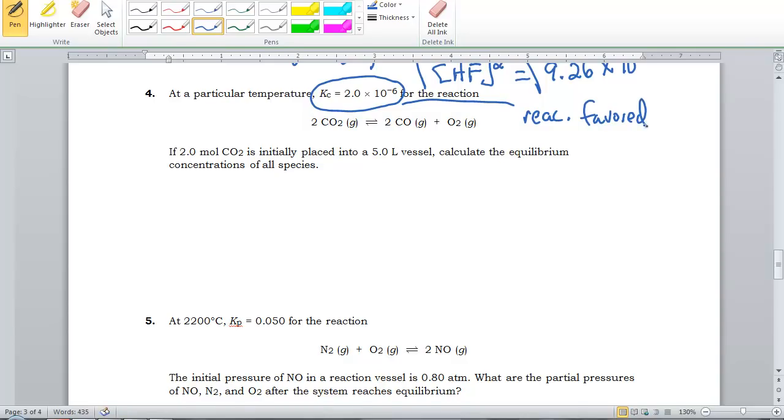So make sure you can look at the magnitude of K and know product-favored or reactant-favored. Small k, reactants are favored at equilibrium. We will have mostly reactant at equilibrium. That becomes important when we go to set up this problem.